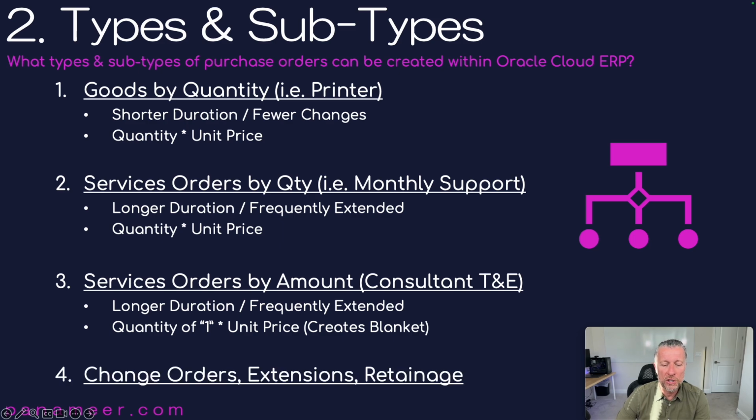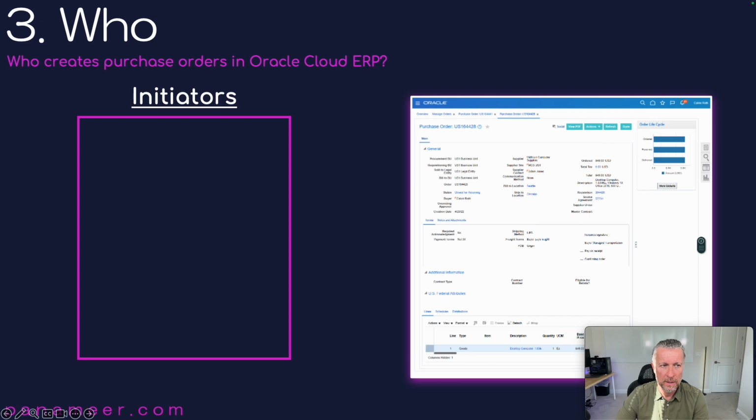And then finally, there's change orders, extensions, and something called retainage when you want to retain some money back from the supplier. Those are complex POs.